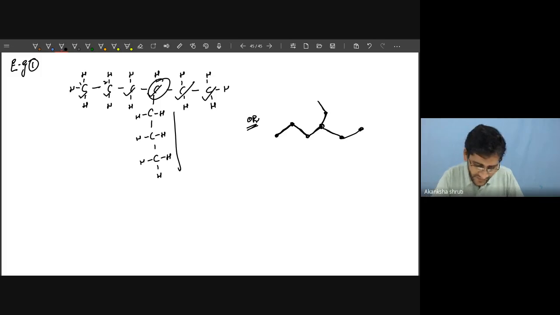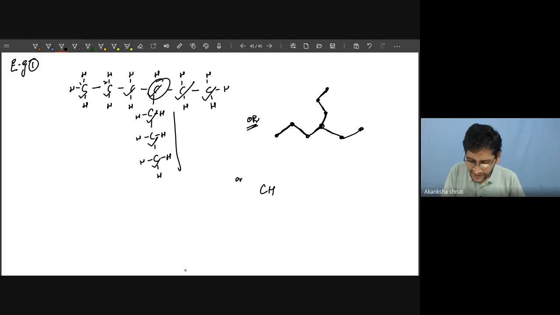Then take this one. So corresponding to this atom there is one, then corresponding to this carbon atom there is one, then corresponding to this one there is one. So this is the zigzag structure. It may be drawn like this, students, only considering the carbon. Or it may be written like this.